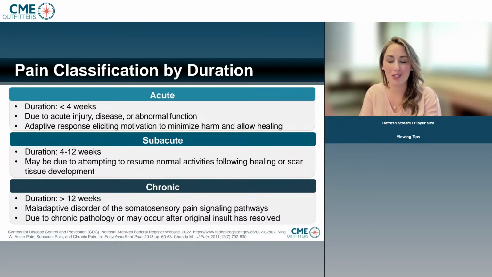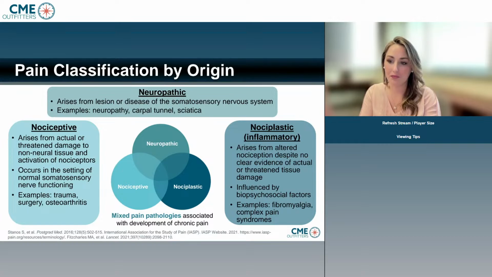And then chronic pain, which I think is where we struggle the most in medicine. Maybe I'm generalizing here, but it's usually more than 12 weeks. And it's a maladaptive disorder of the somatosensory pain signaling pathways that Dr. Goree just spoke about. And it's usually due to chronic pathology, or it just may be continuing after the original insult has resolved.